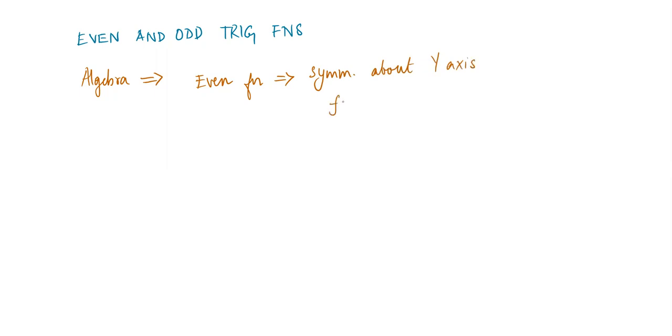And algebraically, this is how we showed it. We said, if you switched your x's to negative x, it did not change your function. And for odd functions, it was symmetry about the origin. Think of odd and origin, OO. That's your way to remember this.